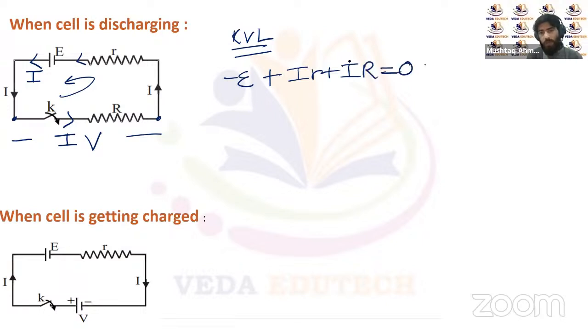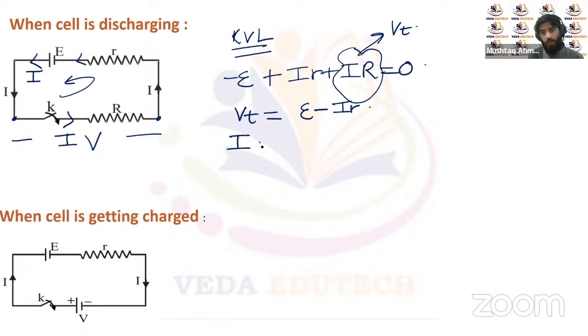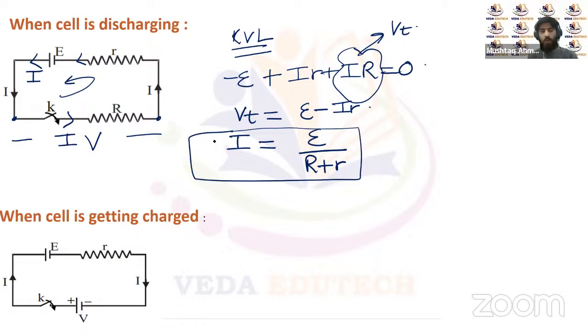From here, this Ir is the terminal voltage, that's VT. So we can write this terminal voltage VT as E minus Ir, right? Or, if we have to find the current, I will be the total EMF, E, upon the total resistance, that's R plus r. This will be the current flowing through the circuit when the battery is discharging.